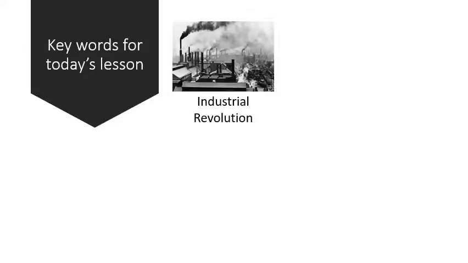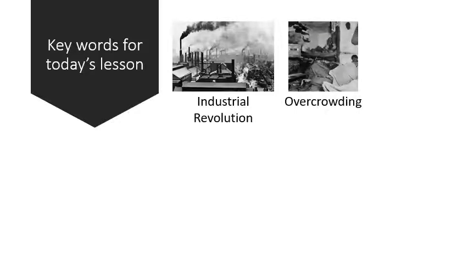Keywords for today's lesson include Industrial Revolution. This is the transformation of a country from one that is primarily based on farming to towns and cities with large factories and mass machine-led production. Overcrowding was a common problem. This is where you get lots of people living or working in one small area. So for example, it wasn't unusual to see 10 to 12 people living in one-roomed apartments.